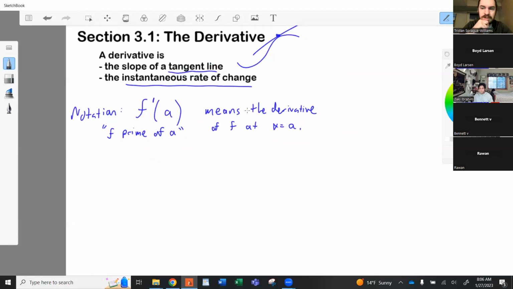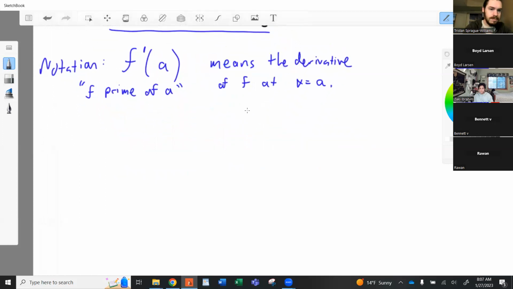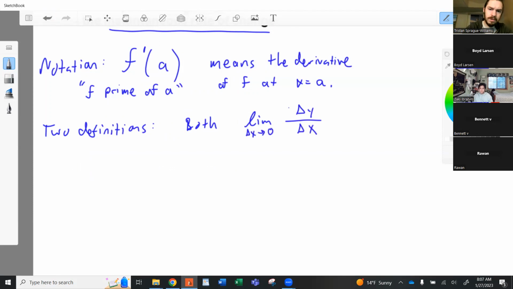So there's two ways to define this. One of them is, well, they're both going to be the limit of the change in y over the change in x as the change in x approaches 0. They're both that, but the way we write that is slightly different.